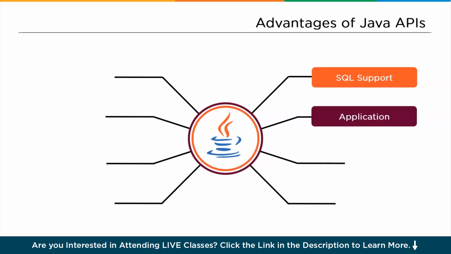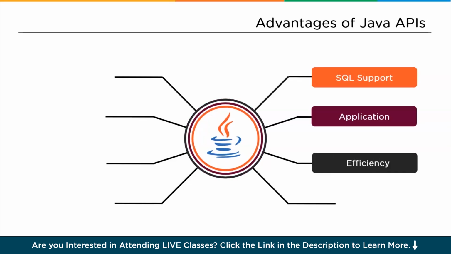Next, we have applications. APIs in Java provide effortless access to all of an application's major software components and easily deliver services. Next, we have efficiency. Java's APIs are highly efficient because they enable rapid application development. Also, the data that the application generates is always available online.